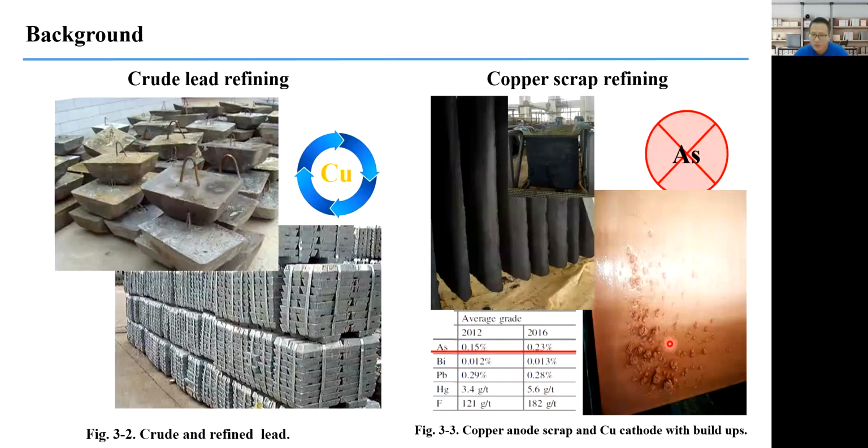But when we want to separate arsenic from this part, we know that lead is another major component of this black material. So copper and lead are major and arsenic is minor. So how should we separate arsenic in the presence of copper and lead? This is the question we should answer.